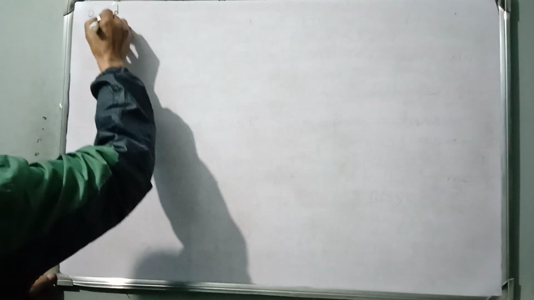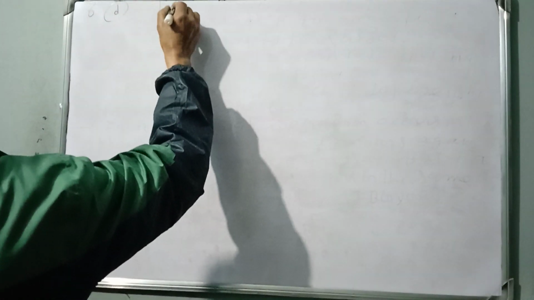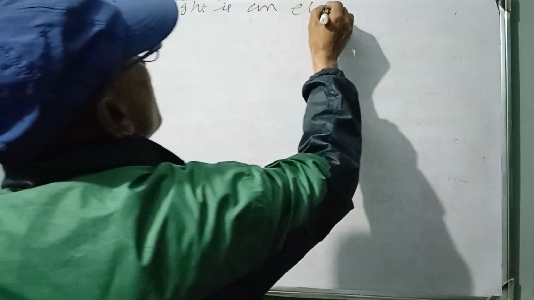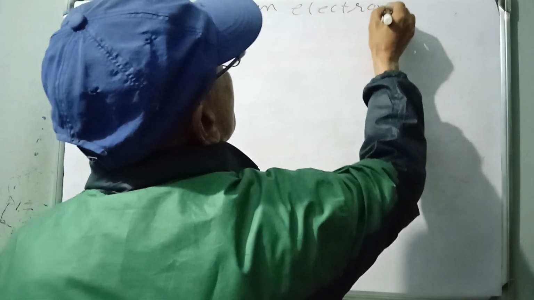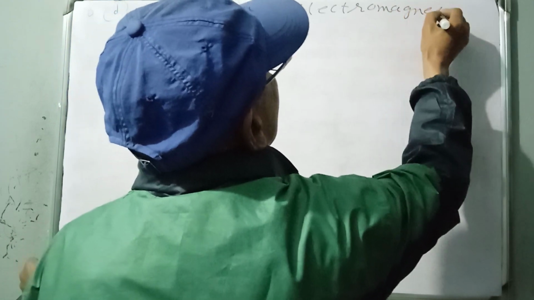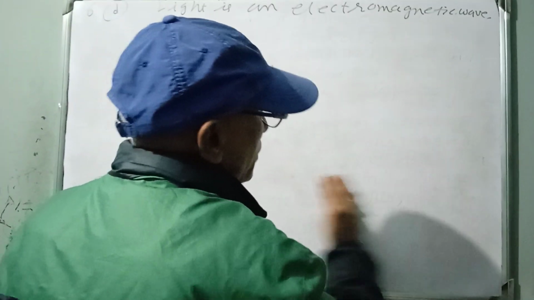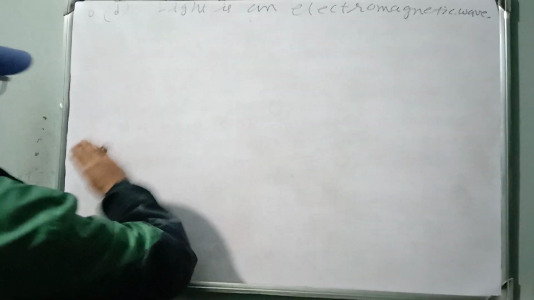Question number 6, A, B, C, 6D. You can write so many other questions, like: light is an electromagnetic wave. The answer was already written, but I am going to write down some. It is all maybe new to you.